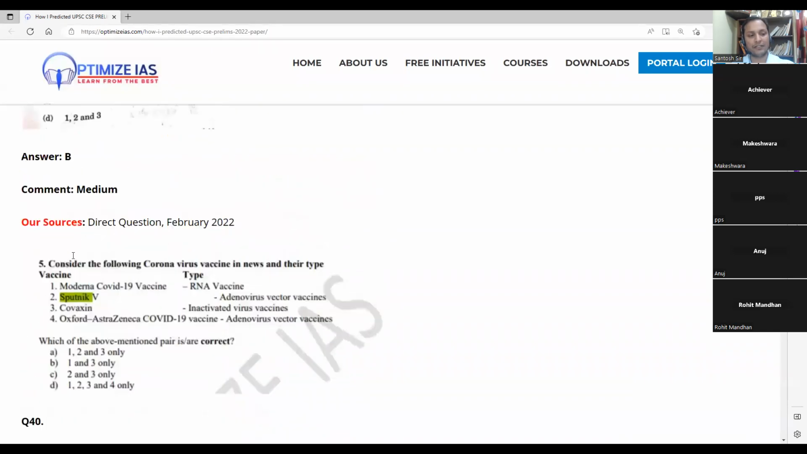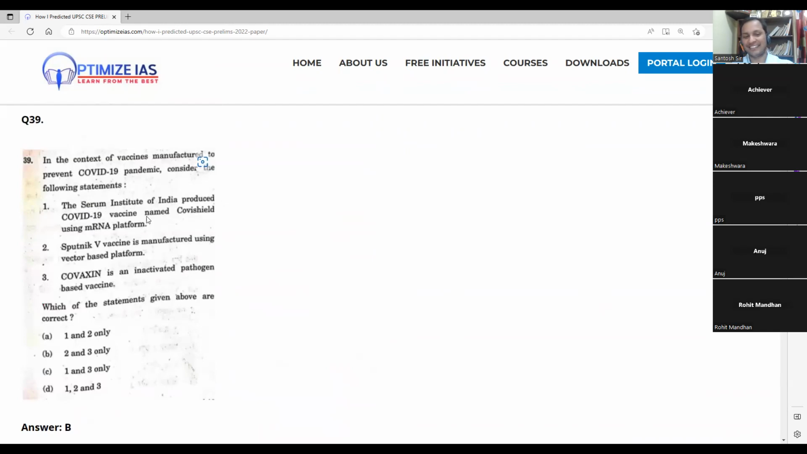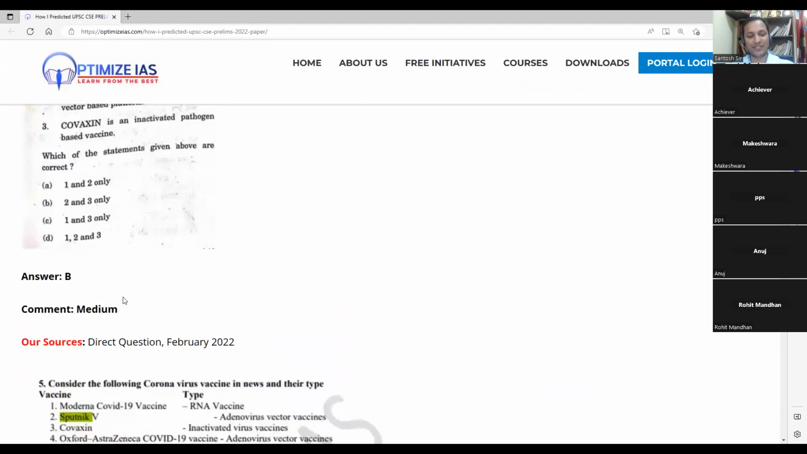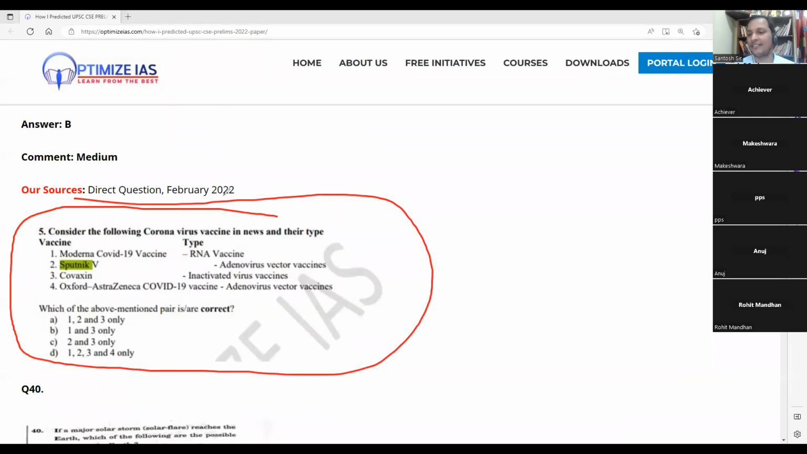Sputnik 5, Covaxin. You see here, you just read this question. You read this question, okay? And you read this question, my PPP question. What do you want to say? Tell me, what do you want to say? So they are asking what is the science behind those vaccines. Okay, the basic science behind those vaccines.